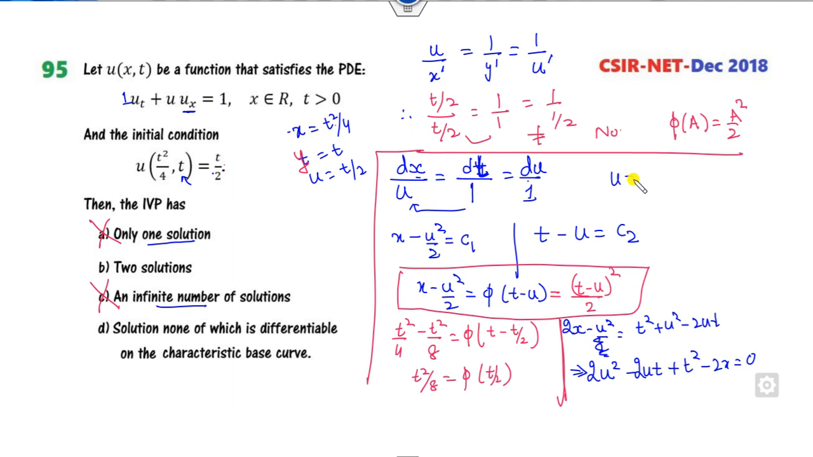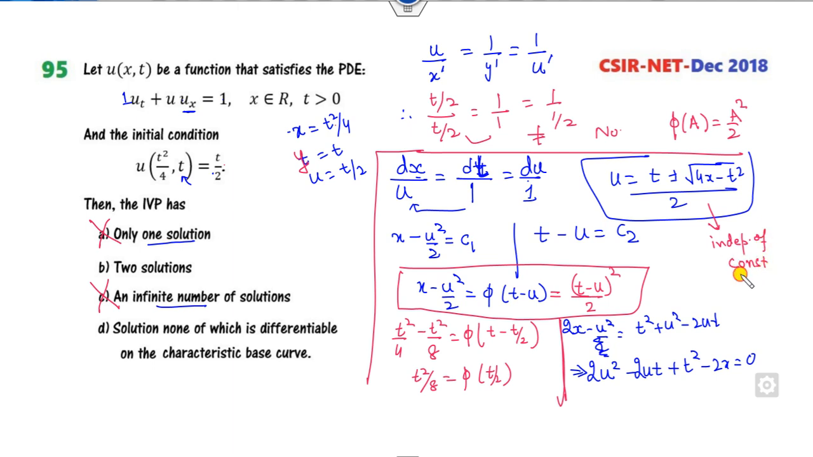So what is the solution? Solution will be minus u plus minus over 2, this is 4x minus t square. This is my solution. Fine. Now clearly this is independent of constants. So it means one solution is given corresponding to the plus sign, and the second is on the minus sign. So these are the two solutions.